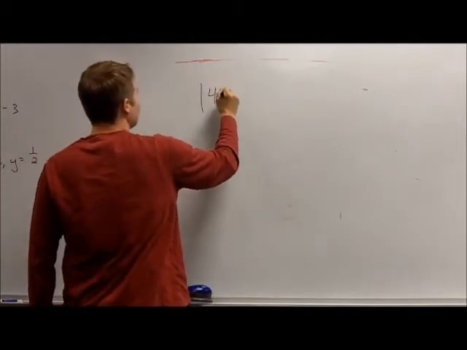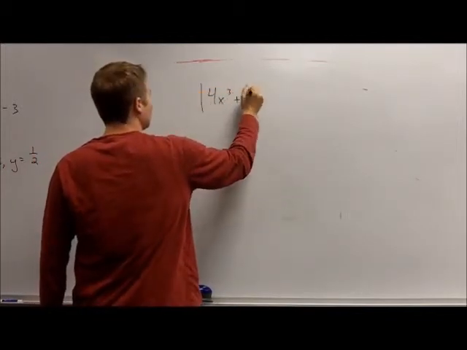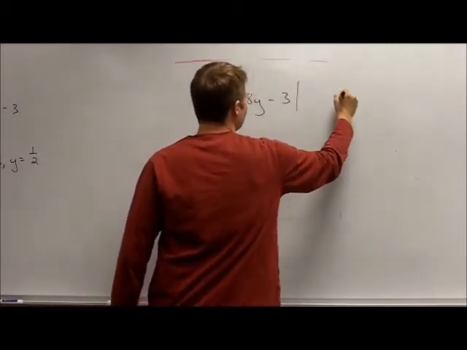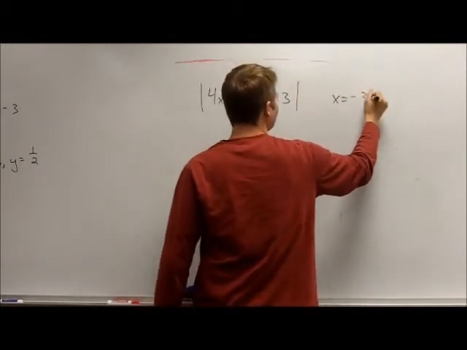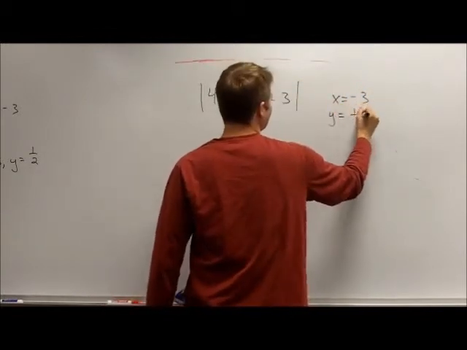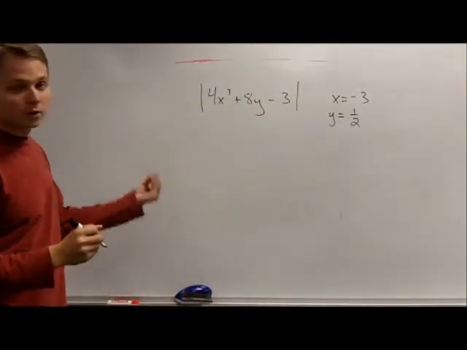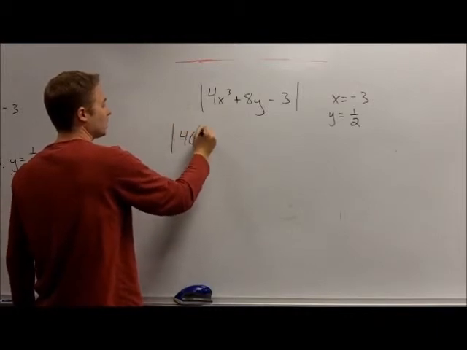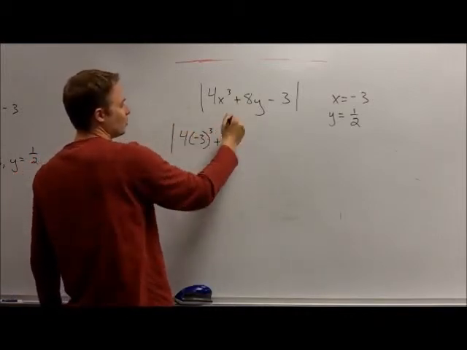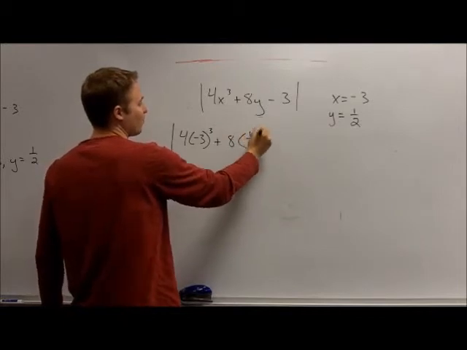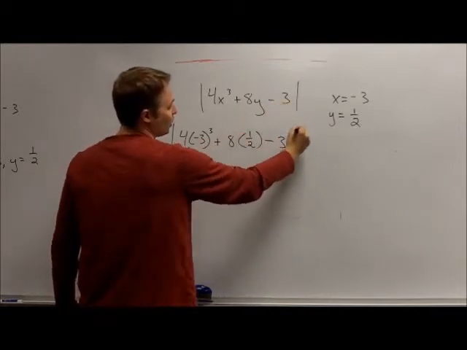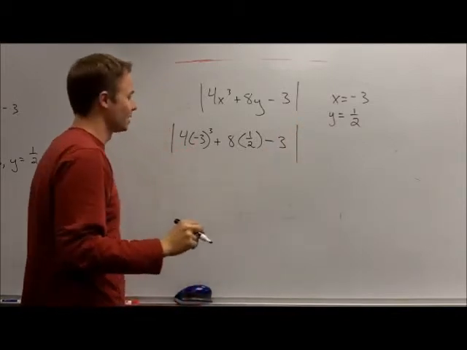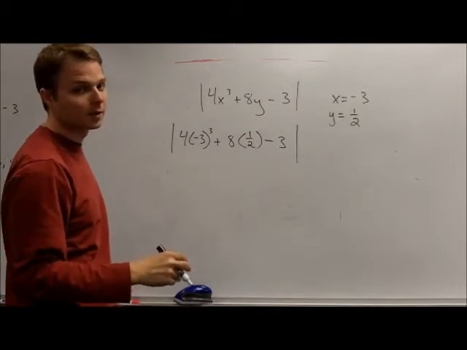So the absolute value of 4x cubed plus 8y minus 3 evaluated when x equals -3 and y equals 1/2. Again, I'll just go through, and every time I see an x, I'll replace that with a -3. And then every time I see a y, I'll replace that with a 1/2. There's nothing here, so this just remains -3. Don't forget your absolute value signs. If you do, then you could possibly get the answer wrong at the end. You might get a negative version of something that should be positive.